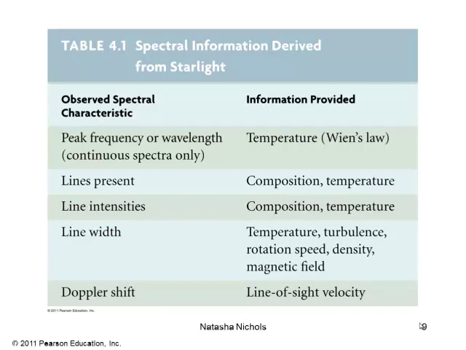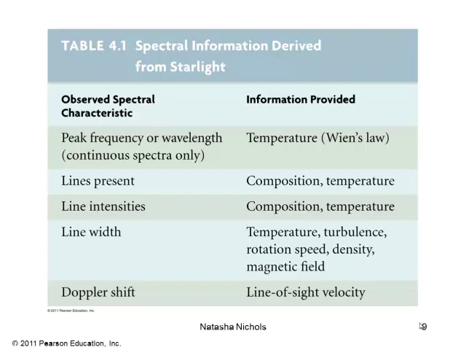Now, table 4.1 right here summarizes the spectral information that can be derived from observing starlight. Peak frequency or wavelength of continuous spectra can give us the temperature once we use Wien's law. The actual lines present in the spectrum can give us the composition. The same with the line intensities. We can derive the composition of the light, what it is made of.